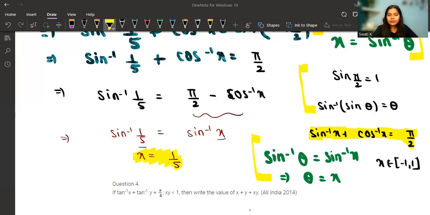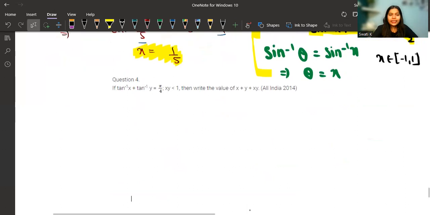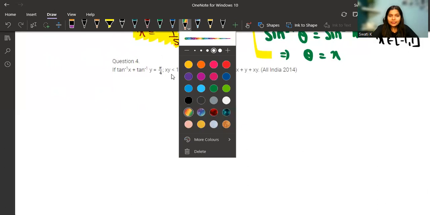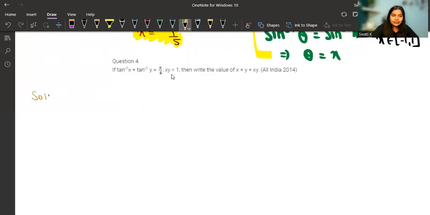So the next question, you can already see what is the question. If tan inverse x plus tan inverse y equals pi by 4, where the product of x and y is less than 1, then we have to write down the value of x plus y plus xy. Yes, this is a very, very important question. So let's understand how to solve this. So we can start by writing the given information, that we have tan inverse x plus tan inverse y equals pi by 4.